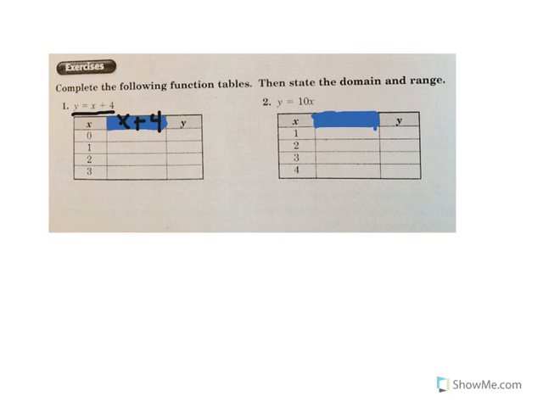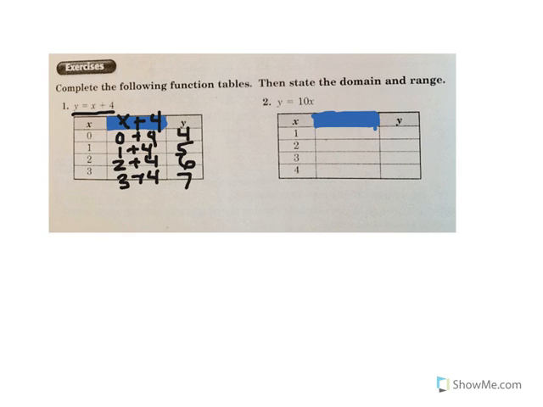Instead of saying x plus 4, I'm going to say 0 plus 4, and that's going to equal 4. That's my first y value. Now I'm going to substitute 1 in for x, so I'm going to say 1 plus 4, and that's going to be 5. And 2 plus 4 is 6. And 3 plus 4 is 7.